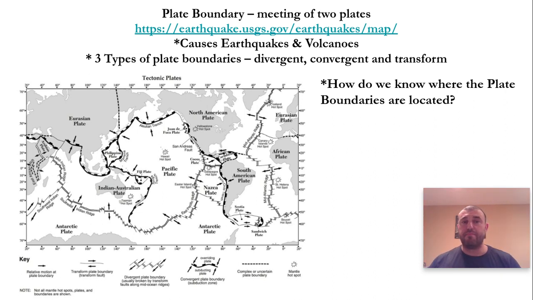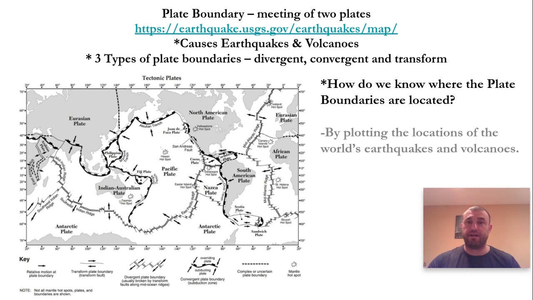Well, if we actually mapped every earthquake and volcano and put a little pin on the map wherever they occur. Okay, here's an earthquake, put a pin, here's a volcano, put a pin. Well, what happened is they map out the plate boundaries for us, because all those earthquakes and volcanoes are clustered in zones. Okay, and those zones are where the different plates meet. So by mapping all the earthquakes and volcanoes, we were able to make the map of the plate boundaries. So that's the answer: by plotting the locations of the world's earthquakes and volcanoes.